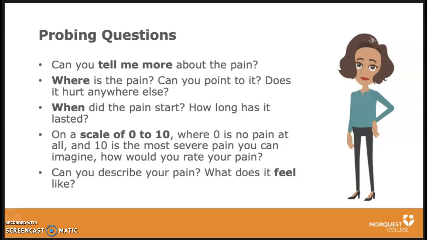Listen to and mimic these probing questions related to pain. Can you tell me more about the pain? Where is the pain? Can you point to it? Does it hurt anywhere else? When did the pain start? How long has it lasted? On a scale of 0 to 10, where 0 is no pain at all and 10 is the most severe pain you can imagine, how would you rate your pain?